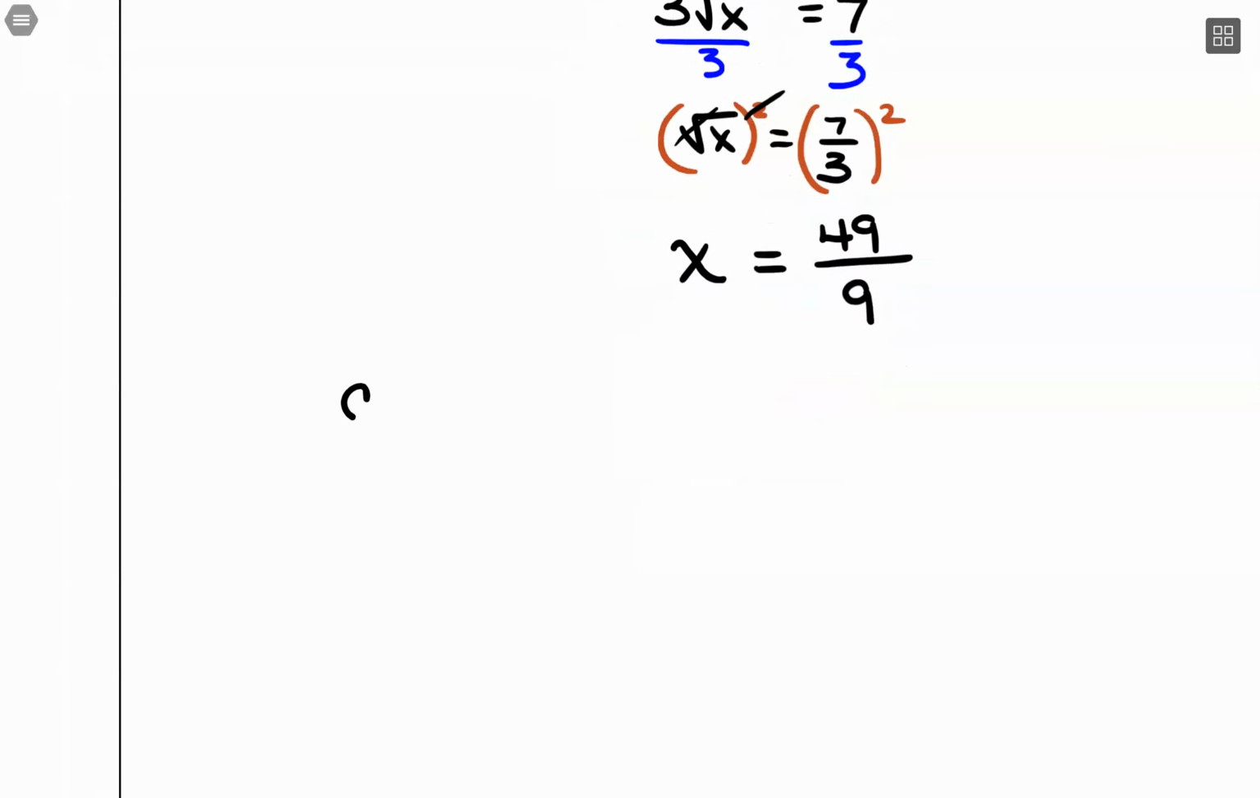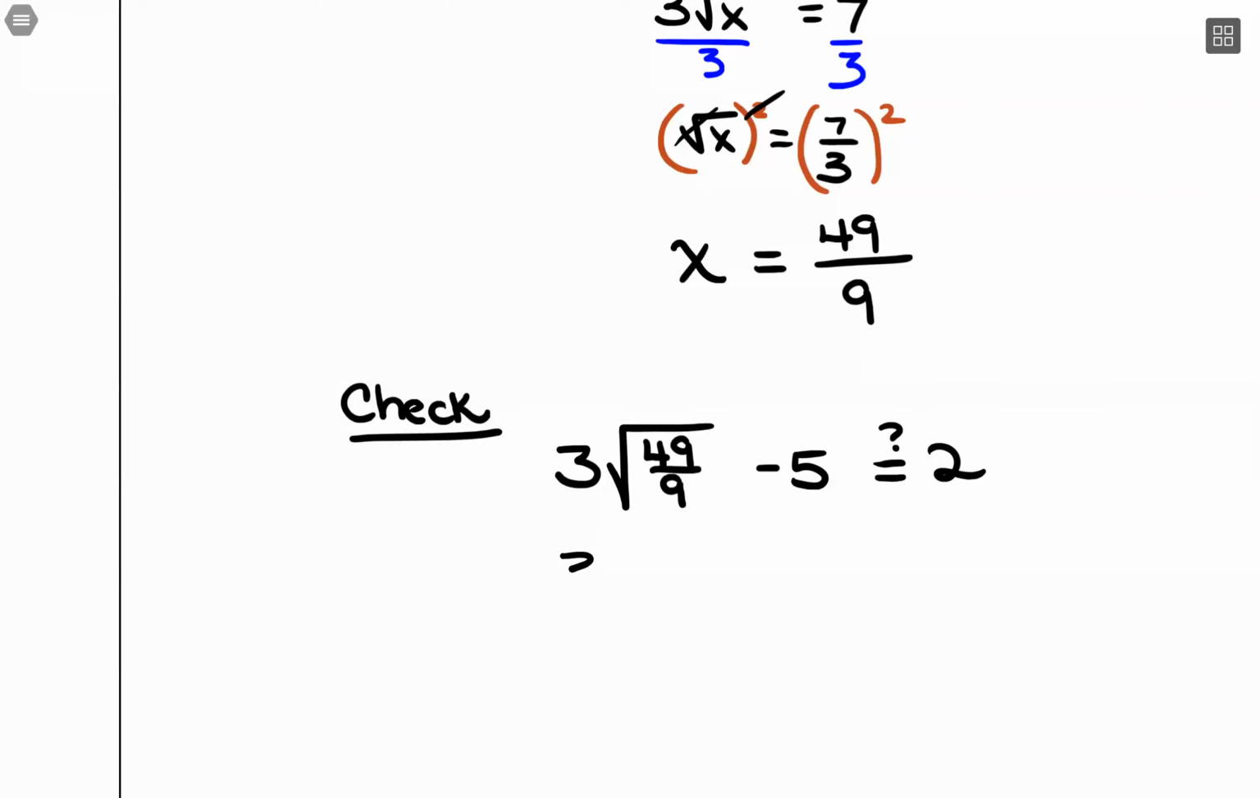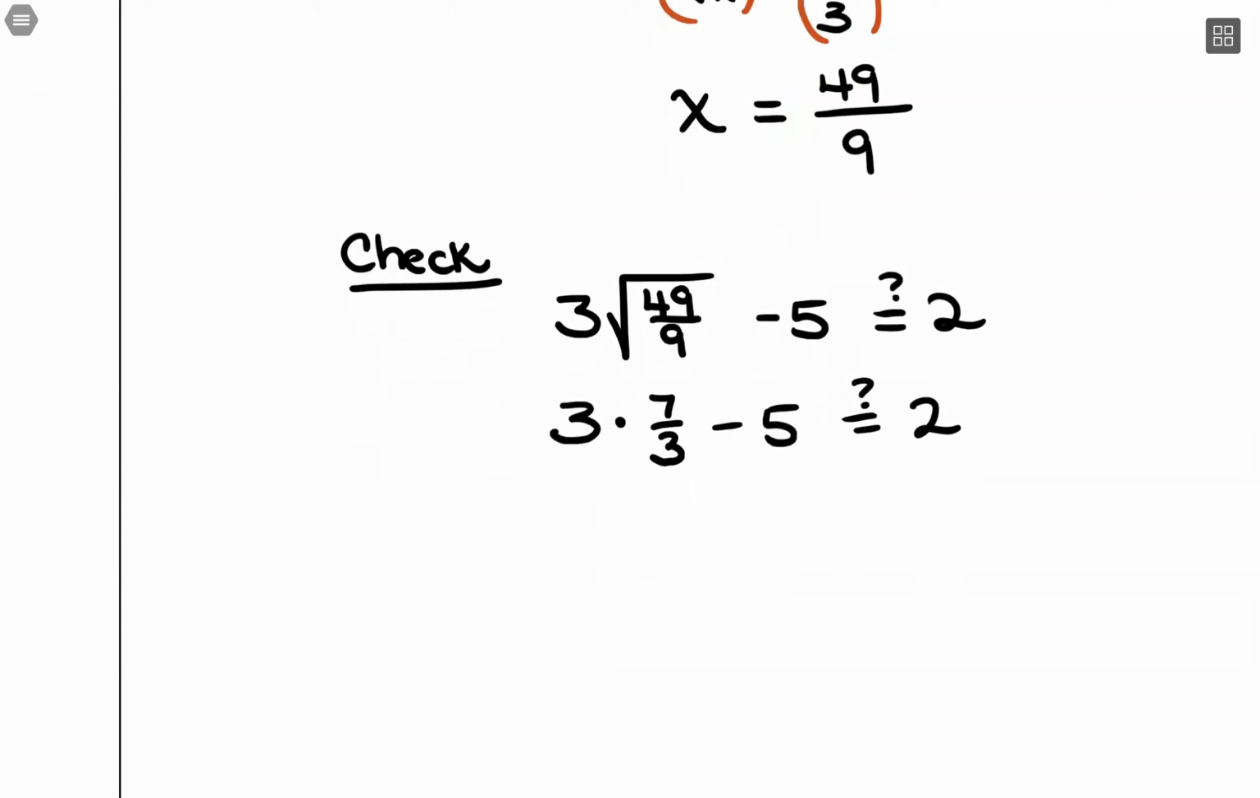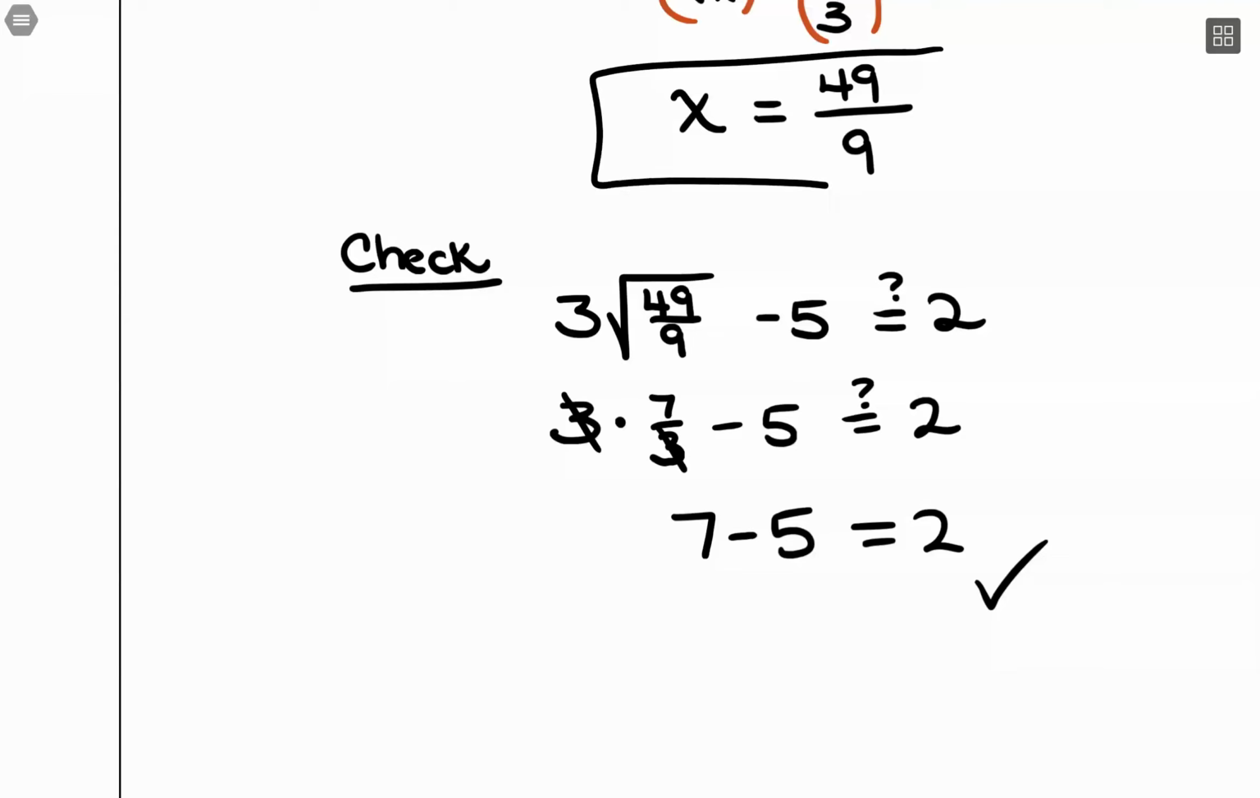But what I am going to do is check my answer. So 3 times the square root of x, which we're saying is 49 over 9, and then minus 5, and that should equal 2. So simplifying the radical, square root of 49 over 9 is 7/3, which those 3's would cancel, so this is 7 minus 5, and that does in fact equal 2. So we're all good to go, and we have our solution of 49 over 9.